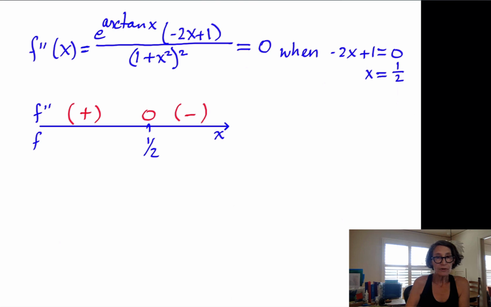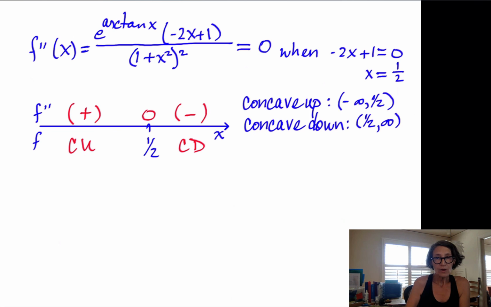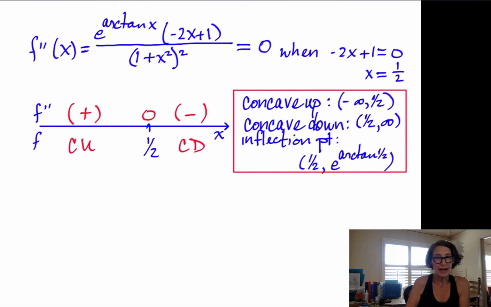So that means that the function is concave up from negative infinity up to positive 1/2, and then it's going to be concave down from positive 1/2 to positive infinity. And it looks like we do have a point of inflection. So our point of inflection, the x-coordinate is 1/2, and the y-coordinate, we have to plug it into the original function. And remember, the original function is e to the arctangent of x, so the y-coordinate is just e to the arctangent of 1/2.